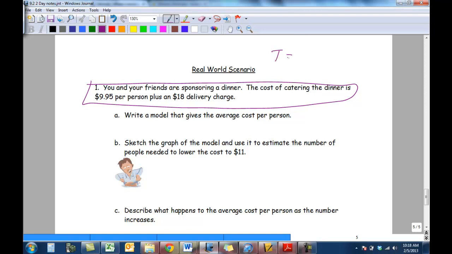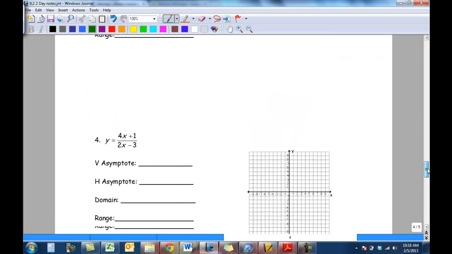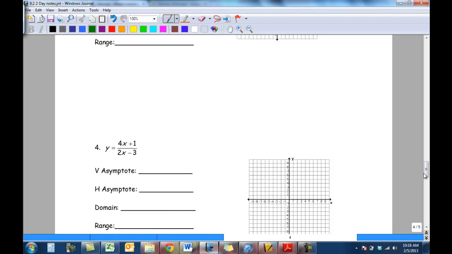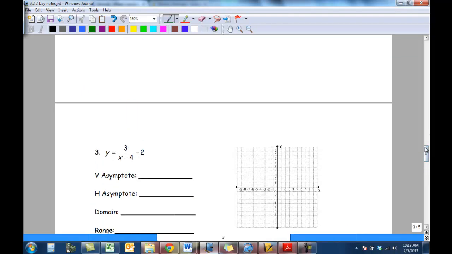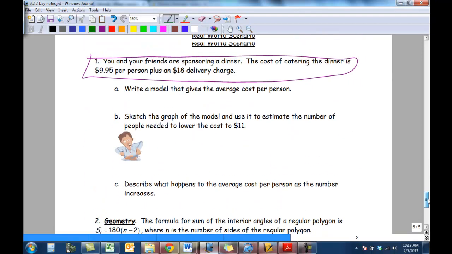The total cost would be, well, it's $9.95 per person, so 9.95x plus, and there's a $18 delivery charge, right? Algebra 1, that would be the first thing, is just the total cost. But in this unit, everything has been where x has been in the denominator, right? Look up here. In all these graphing problems, x was in the denominator. Even this one, x is in the denominator. So we're looking for something like that here.